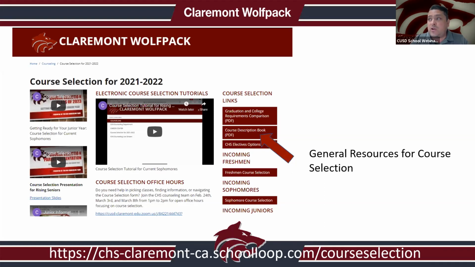On the right-hand side under course selection links are three really important documents. The first one is the Graduation and College Requirements Comparison Sheet. We will actually go over this briefly tonight, but more details can be found on this particular PDF. Just below that is a course description book, and that gives you detailed descriptions as to what CHS offers, and the prerequisites for those classes. And then just below that is the CHS elective options, and that's kind of an abbreviated version of the course description book that focuses just on the elective options our students can take.